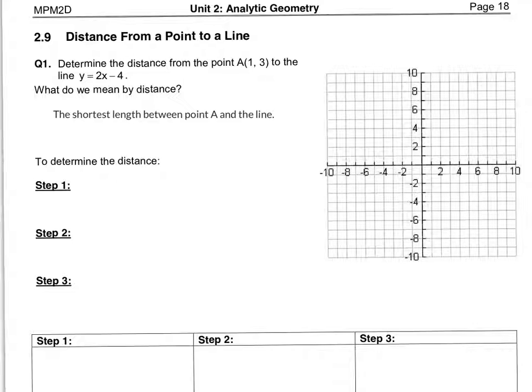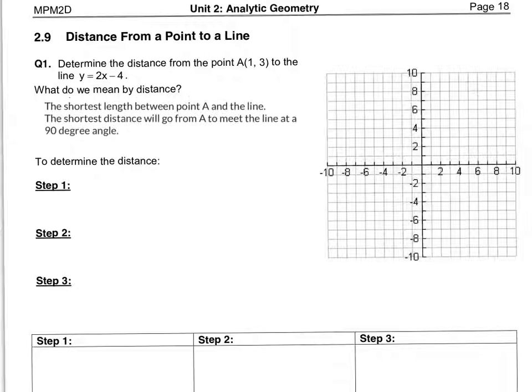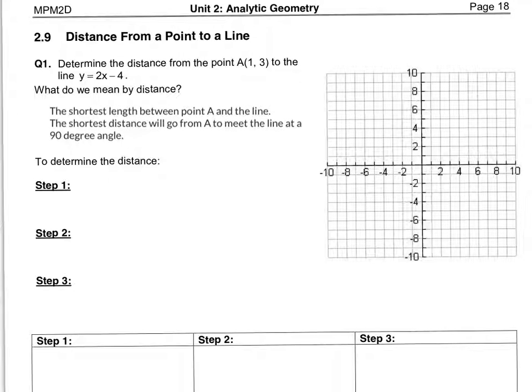So when we're calculating this, the shortest distance will go from the point, which in this case is A, to meet the line at a 90-degree angle. So that's an important element that we need to know when we're doing these questions. Okay, so when we want to determine the distance, we have to follow three steps.